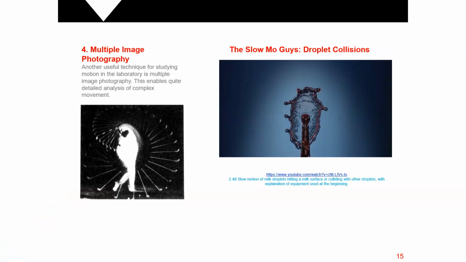Another method that can be used to determine the speed of something, as shown with this golf swing, is multiple image photography. If we know the time interval between each of the shots, we can again work out the distance moved by the object, and if we know the distance traveled in a time, we can therefore work out an average velocity. So this enables detailed analysis of complex movements such as the golf swing.